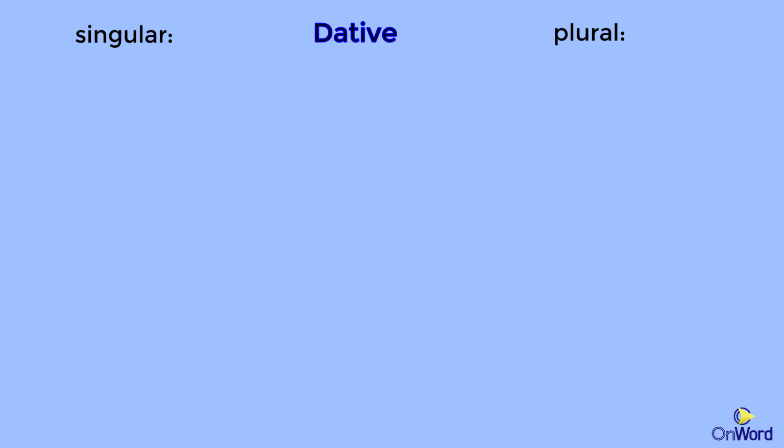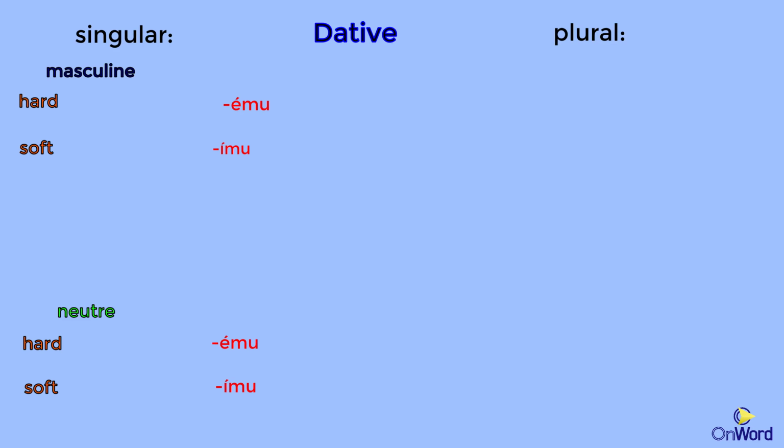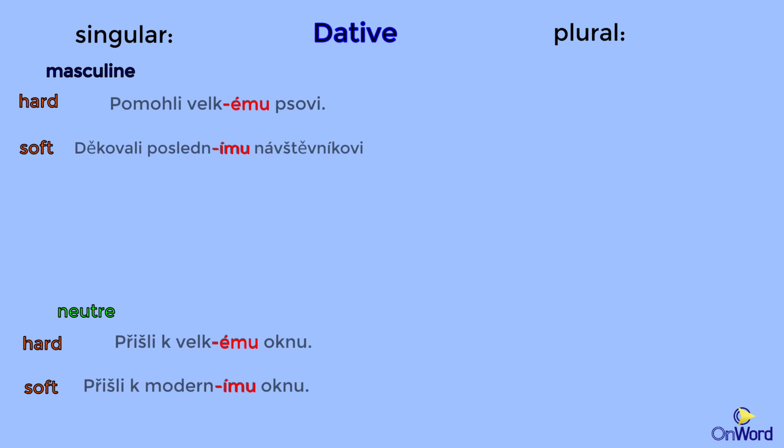Dative forms in masculine and neuter take the suffix ému for hard type and ímu for soft type adjectives. So, for example, pomohli velkému psovi. They helped the big dog. Děkovali poslednímu návštěvníkovi. They thanked the last visitor. And přišli k velkému oknu. They came to the big window. And přišli k modernímu oknu. They came to the modern window.